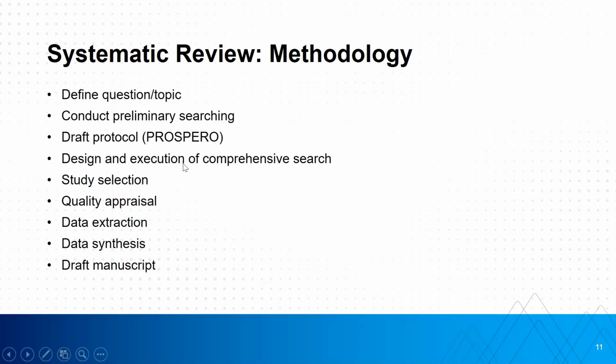Once again, several steps here are ones that librarians can help you out with, particularly conducting preliminary searching. So this is an important step, and there are a couple of reasons for it. The first one is to ensure that there haven't been systematic reviews or meta-analyses on your topic, on your question, published within the last couple of years.